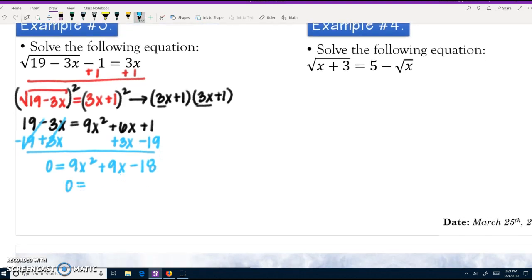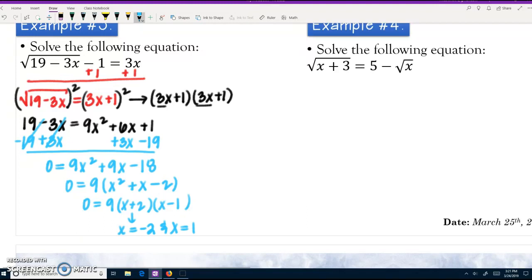Good news is that all of those terms are divisible by 9. So I can bring a 9 out in front and I'll be left with x squared plus x minus 2, which looks like a factorable expression because I want to figure out what multiplies to negative 2 and adds to 1. And that is going to be positive 2 and negative 1. So if I set these equal to 0, I'll end up with negative 2 and positive 1.